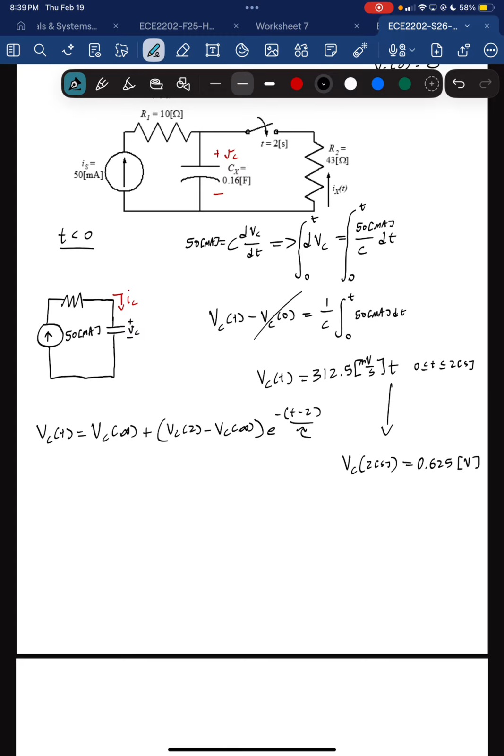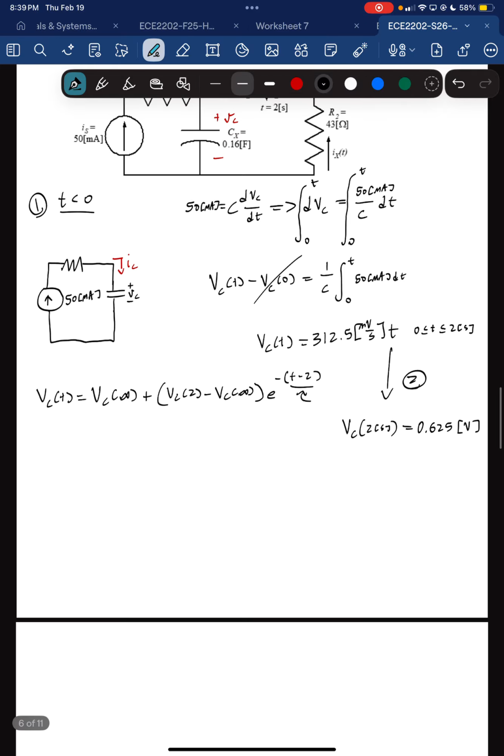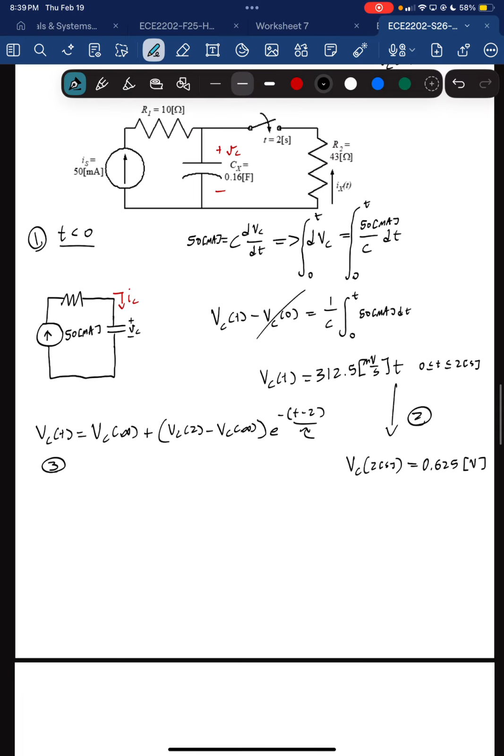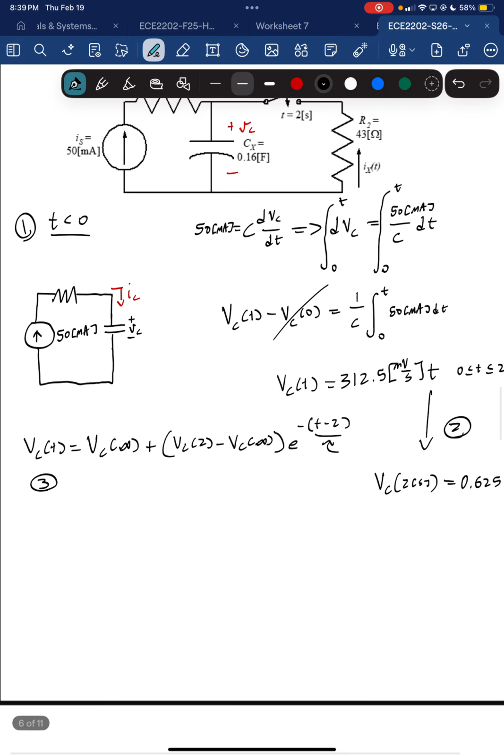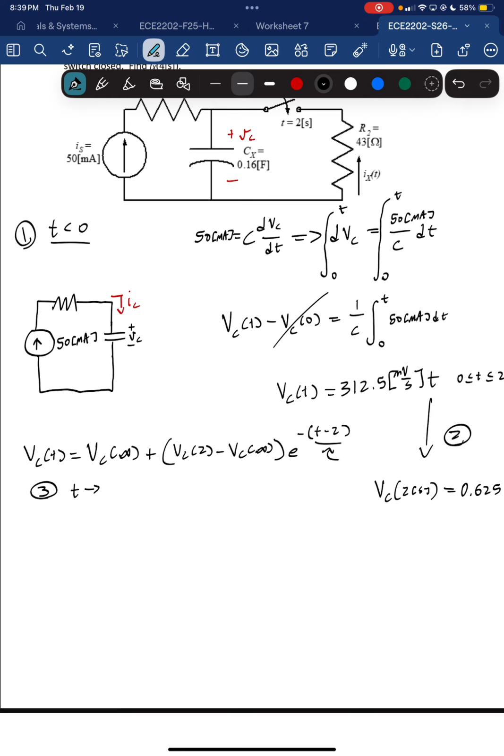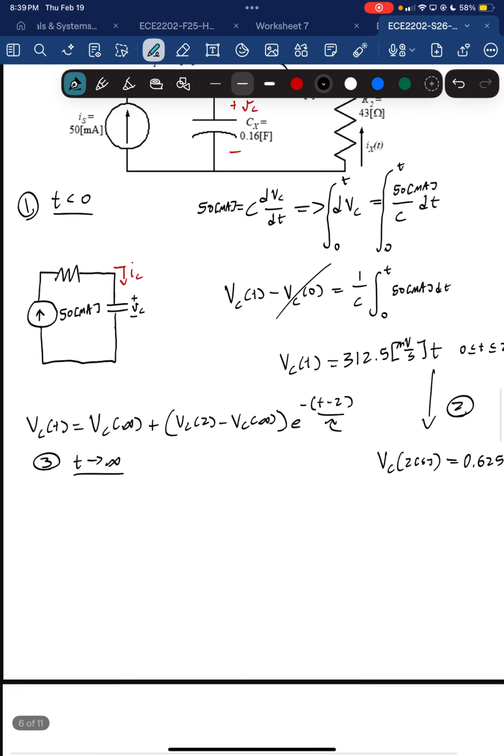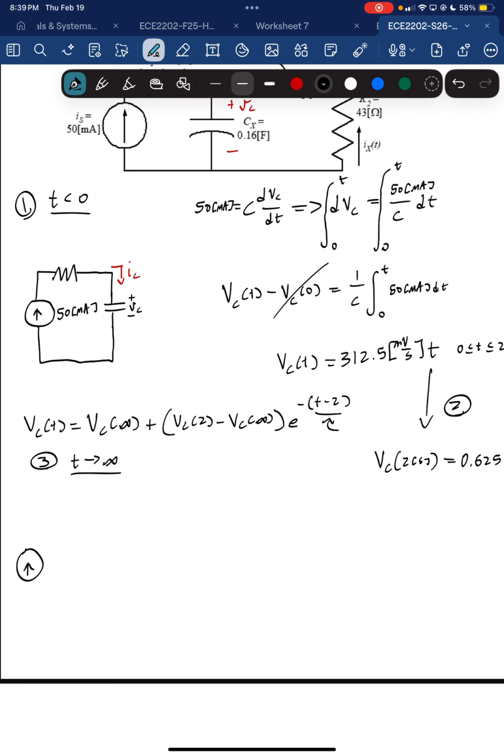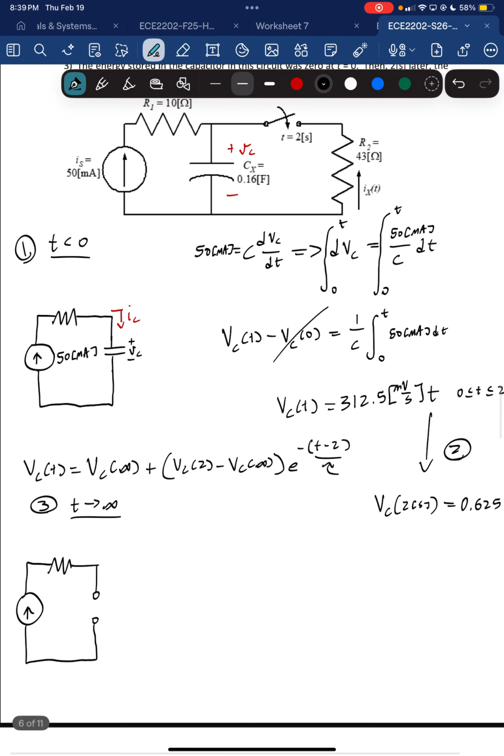Okay. Now, right. So that was step 1, which was to find our equation. Step 2 was to solve for the initial condition. Step 3 is now going to be to find our steady state condition. So we need to draw the circuit as t approaches infinity. In other words, after a long time, such that the capacitor is in steady state, so we can represent it as an open circuit.